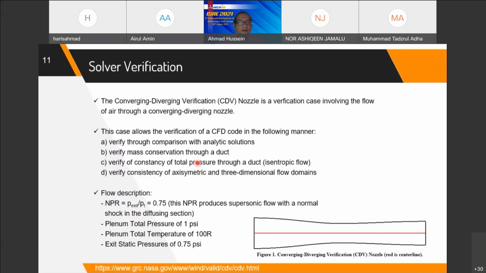We can also verify the constancy of the total pressure through the duct, and also the consistency of axisymmetric and three-dimensional flow domains. So this is a very simplified case whereby the nozzle pressure ratio is 0.75, and there is a supersonic flow with a normal shock in the diffusing section, the plenum total pressure of 1 psi, the plenum total temperature of 100 Rankine, and also the exit static pressure of 0.75.